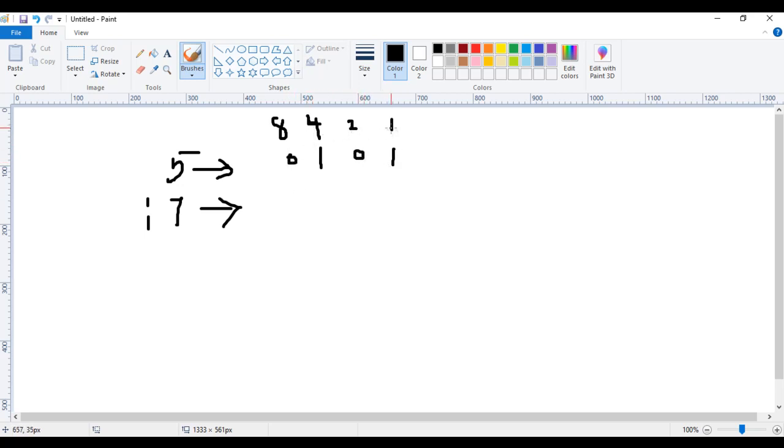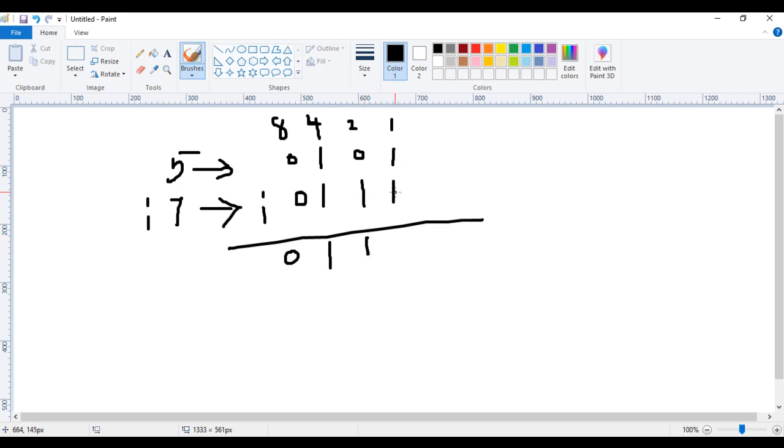4 plus 2 plus 1 is 7. So underneath 4 I write 1. Underneath 2 I write 1. Underneath 1 I write 1. Remaining places I put 0. Bitwise OR operation we have to do. What bitwise OR says? If both bits are 0, then 0. Otherwise 1.